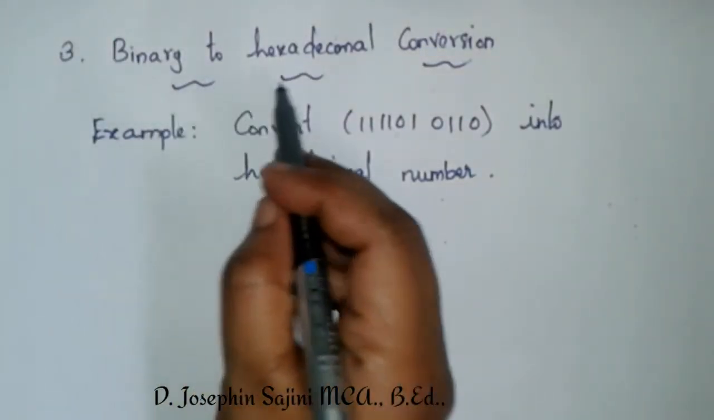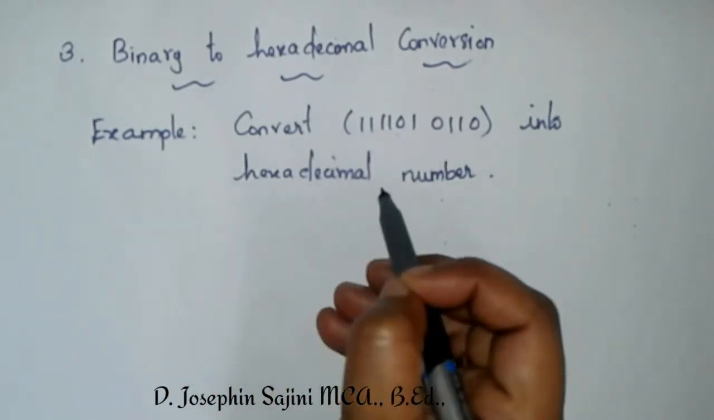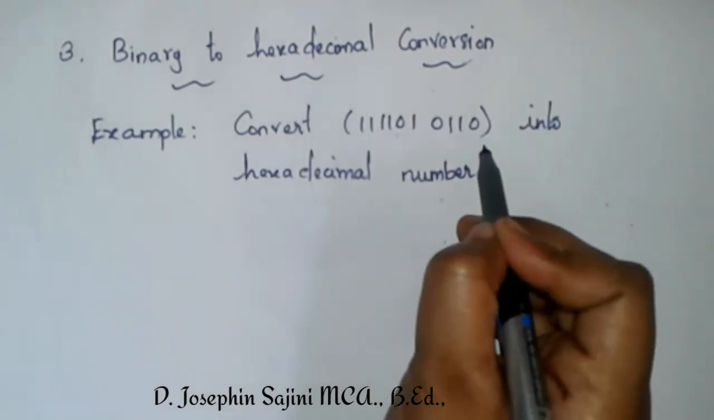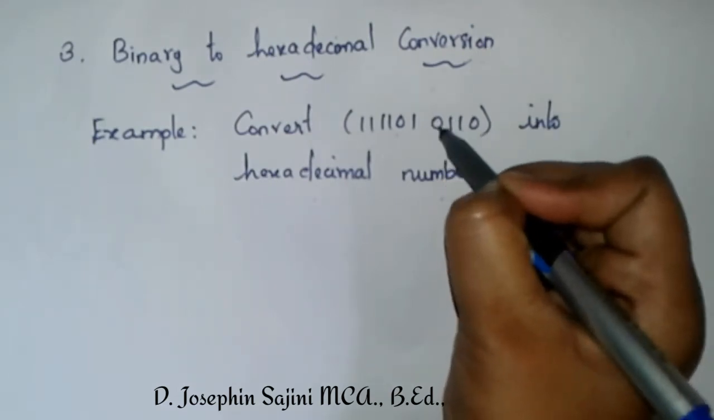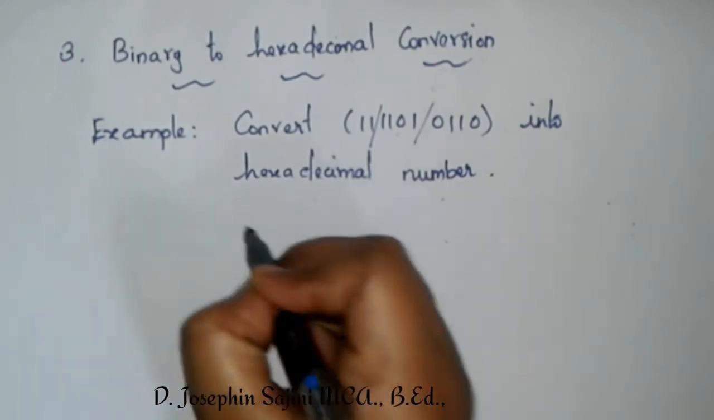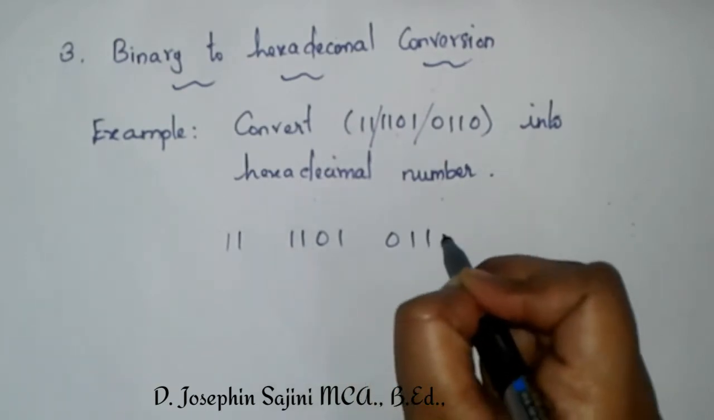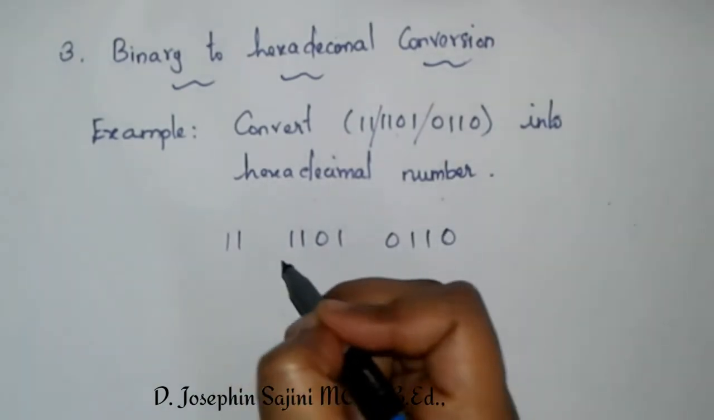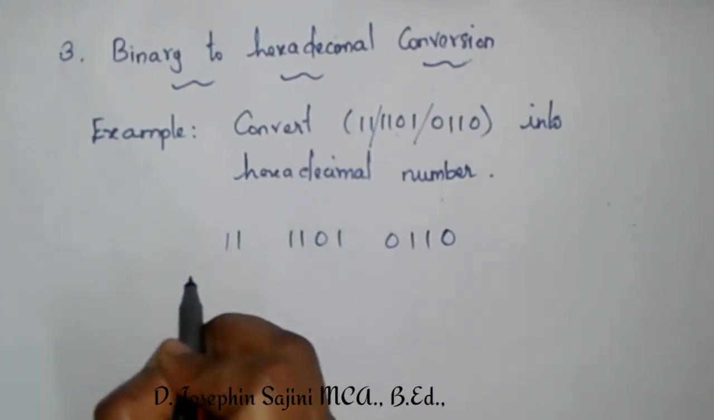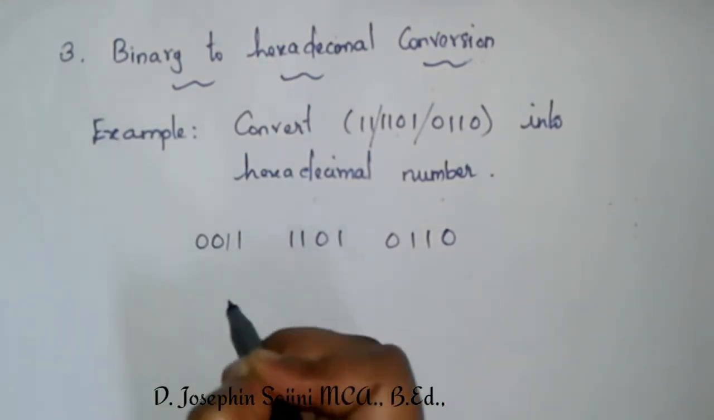Third one is binary to hexadecimal conversion. For example, convert this binary number to a hexadecimal number. In this, first you want to group the given number into 4 bits from right to left. So 1, 2, 3, 4, 4 bits. So let's write this as 11, 1101, 0110. We want to add the preceding 0 to make the group of 4 bits if the leftmost group has less than 4 bits. So we want to add 2 zeros here.